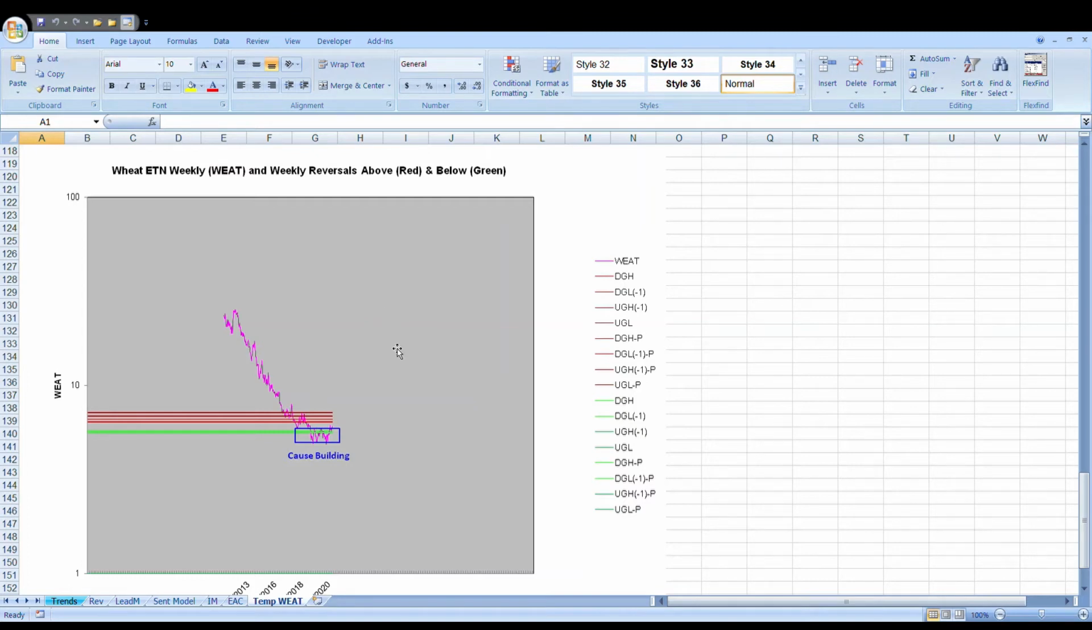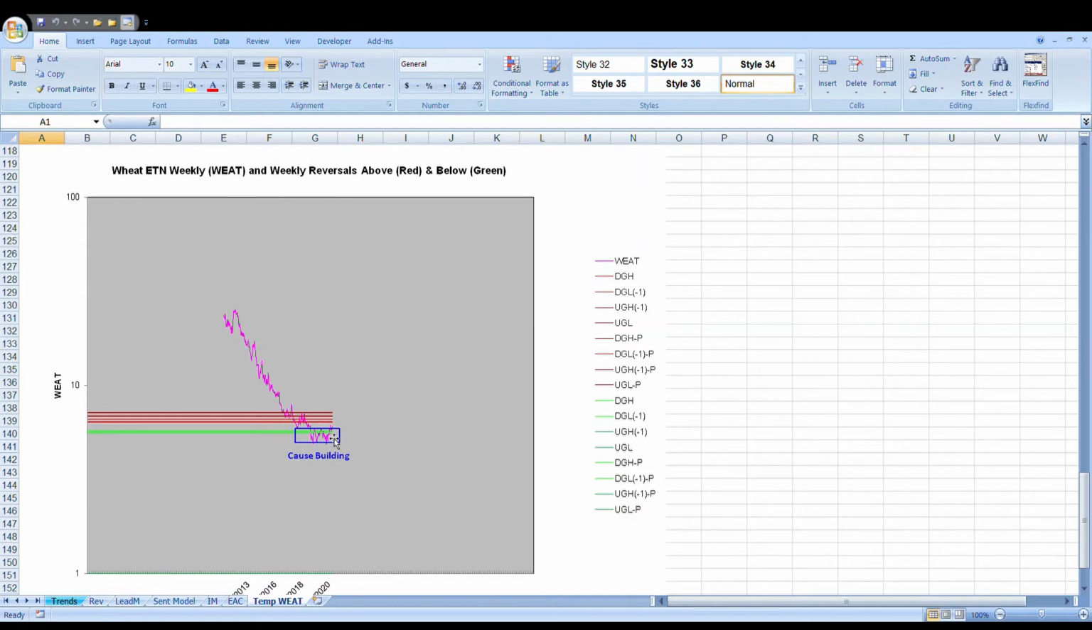The weekly is a good balance between the two, and we can see that the overhead reversals are in red and the under ones are in green. Price is attempting to jump the creek because it's jumping over the green and establishing them as support. But wheat has a lot of work to do. It has to get through all of these bands up here before it really hits an air pocket.